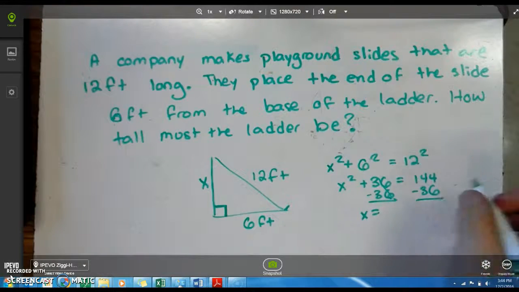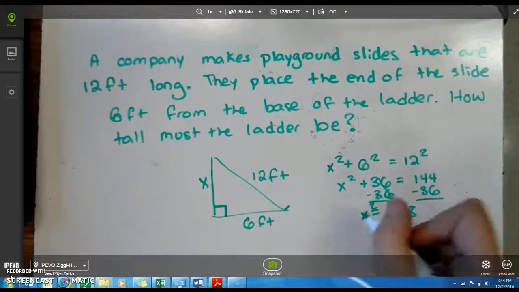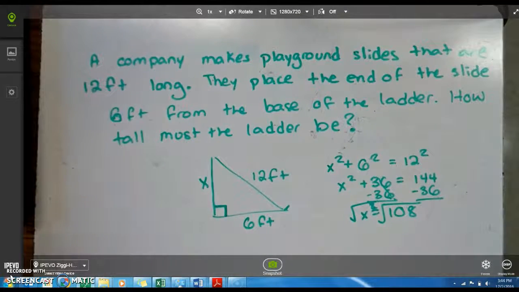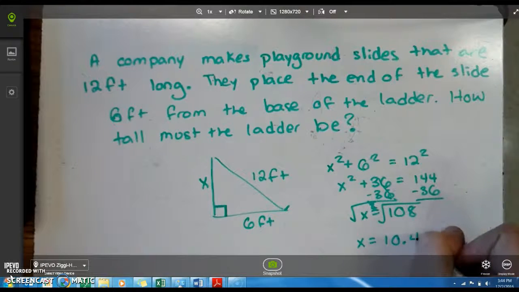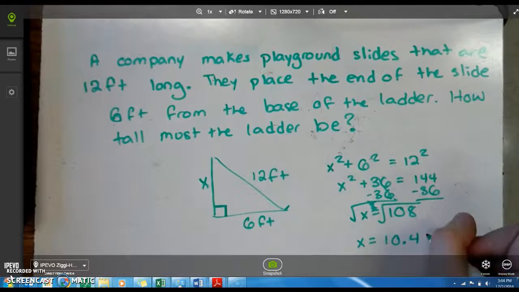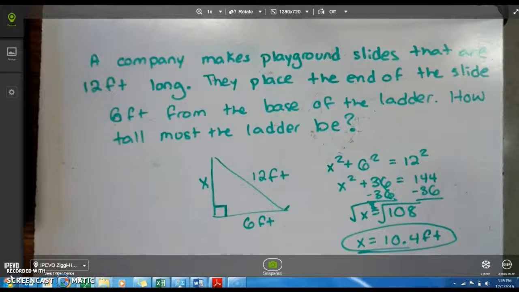And since I just did this for the last problem, we know that that is 108. And we're going to take the square root of both sides, which was 10.4. The only difference in this is going to be that this tells me a length, right? So I have to say feet. And I will take off some points on the quiz if you don't put feet on the word problems.